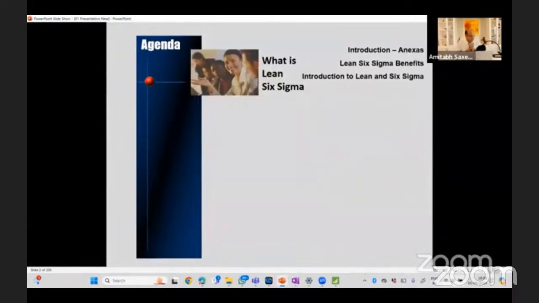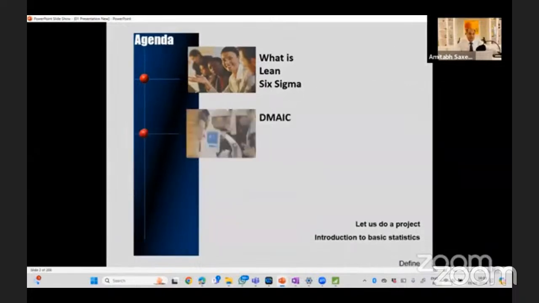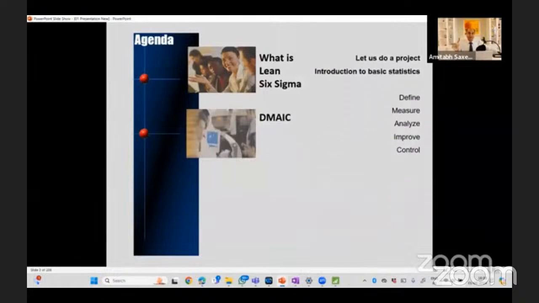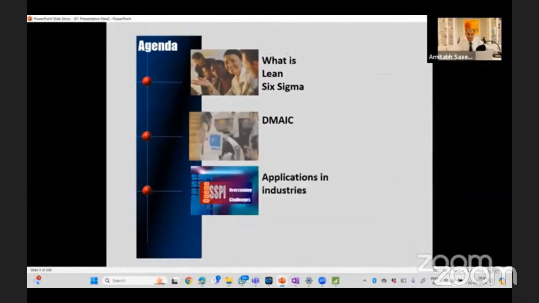As you were doing the polls, we saw that people from different backgrounds are coming in, so I have changed the agenda a little bit. I will introduce you to what is Six Sigma. Before that, of course, I'll introduce you to the organization and myself. Then we'll look at Lean and Six Sigma benefits, then introduce you to Lean and Six Sigma. After that, we'll take you through DMAIC. If you claim that you are a Lean and Six Sigma yellow belt, at least you should know about the Six Sigma DMAIC methodology. So we'll see what that is. Then we'll also see some of the applications in the industry.